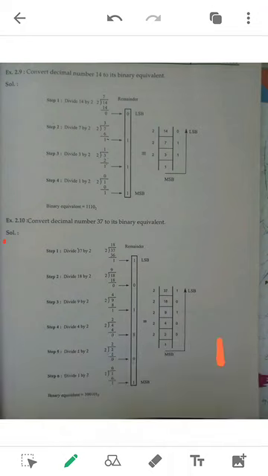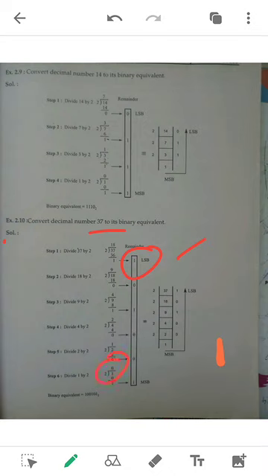So here you can see the steps are given. What you have to do is divide 37 by 2 and you get a quotient. That quotient again, in step 2, you have to divide by 2. So you get the quotient and the remainder. In the first step you get the remainder 1 here, and that is the LSB. This process has to continue till you get the quotient 0.